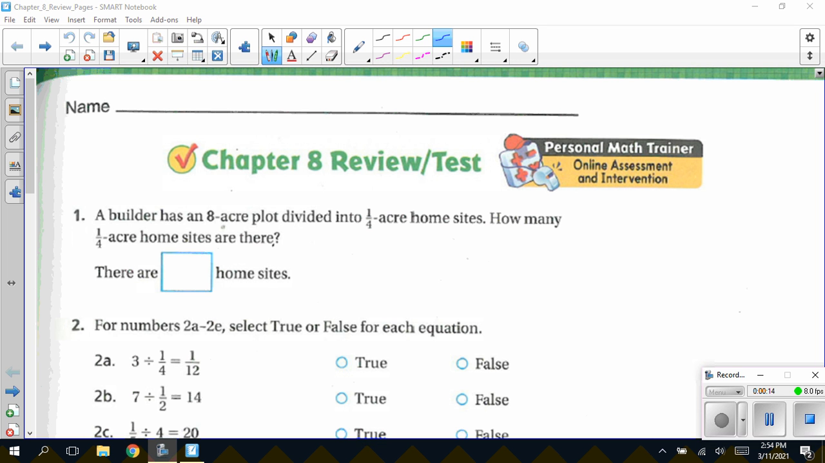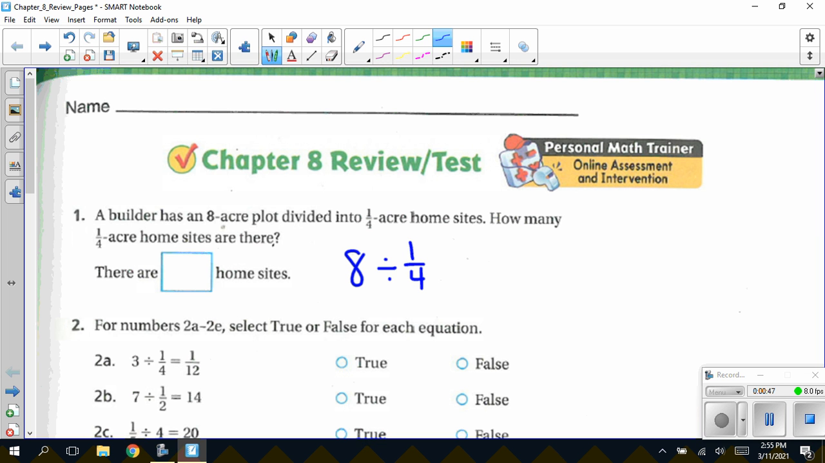So, working with question number 1, this says a builder has an 8-acre plot divided into 1/4 acre home sites. How many 1/4 acre home sites are there? So we know that we are starting with 8 acres of land, and it says that each of those 8 acres needs to be divided into smaller sections, and they want those sections to be 1/4 acres.